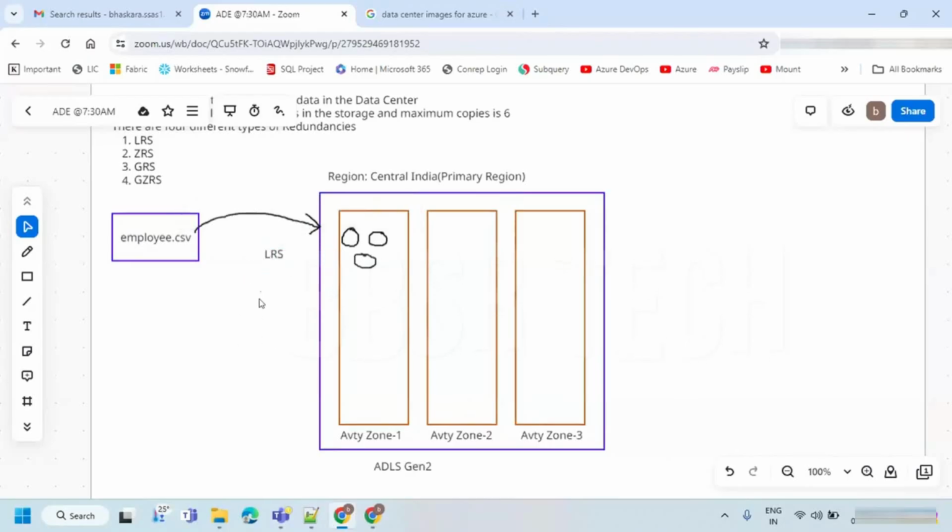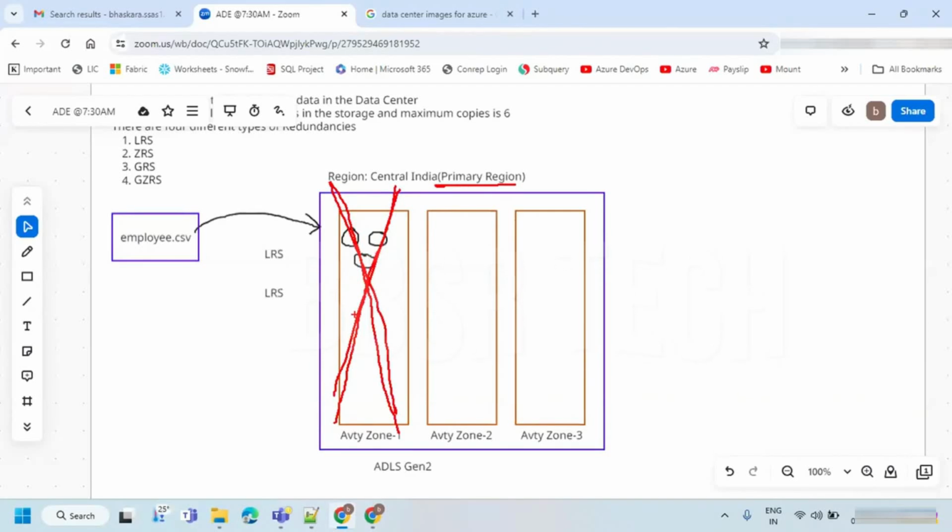There is one more redundancy, that is ZRS. When can we go for ZRS? If I have an LRS and my availability zone, my data center, is down. I told you the primary region means a collection of data centers. If my data center itself is down for some reason, due to power or some unexpected issue, there are more chances to lose the data even if you have multiple copies in different racks. The entire data center got corrupted.